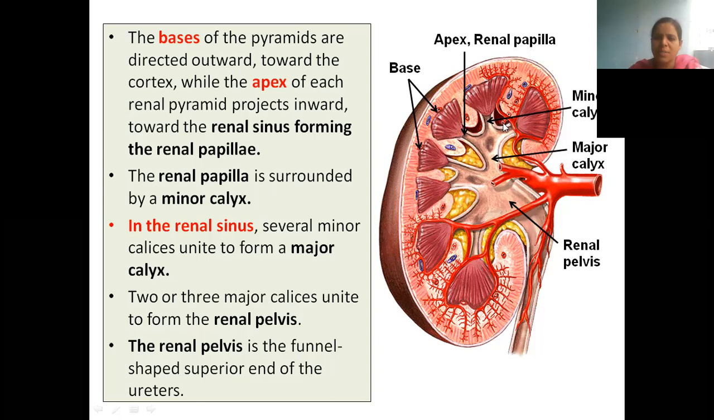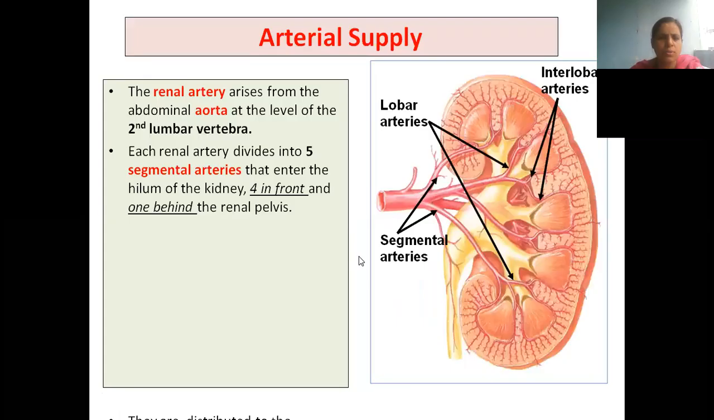Apex is moving towards minor calyx. Okay, then if you just observe, the renal artery is going inside and it is branching. If you observe, it has interlobular artery, then it has arcuate artery, interlobar arteries. We will see the branching pattern of this also.